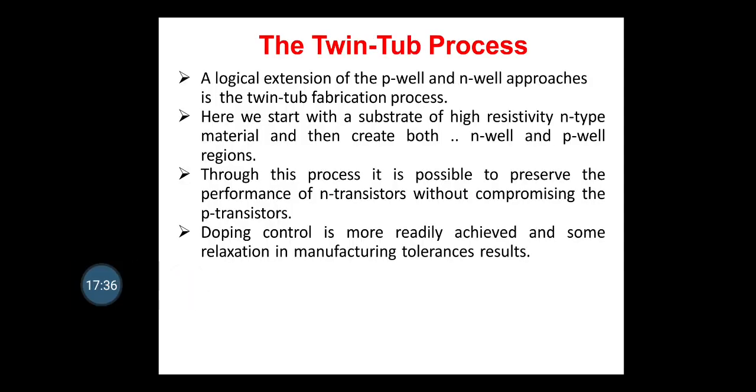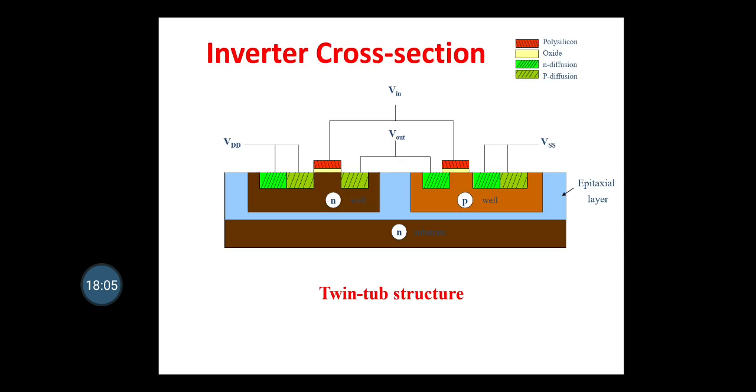Now the twin tub process for CMOS fabrication. A logical extension of the P-well and N-well approaches is a twin tub fabrication process. Here we start with a substrate of high resistivity N-type material and then create both N-well and P-well regions. Through this process, it is possible to preserve the performance of the N transistor without compromising the P transistor. Doping control is more readily achieved and some relaxation in manufacturing tolerance results.